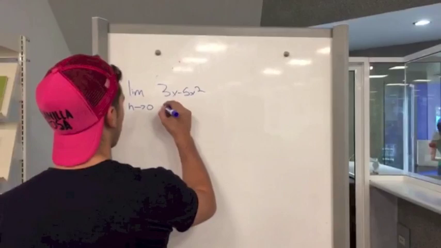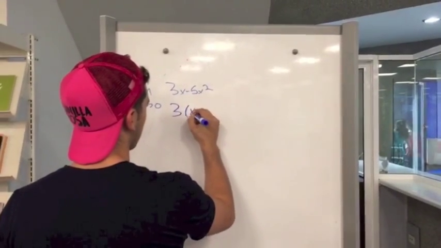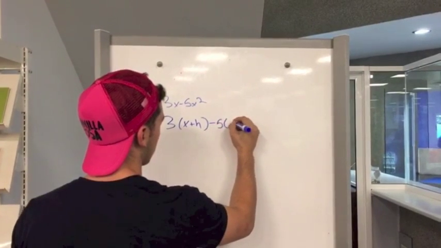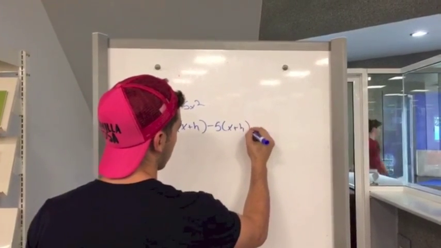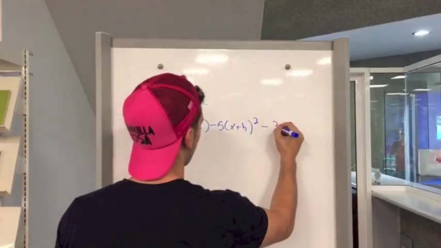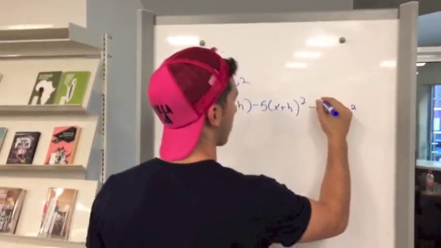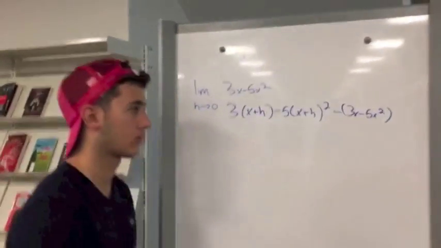So we will be doing this equation. The first step is to substitute the x, so that will give us 3 parentheses x plus h minus 5 parentheses x plus h squared minus 3x minus 5x squared. So this is our basic setup.